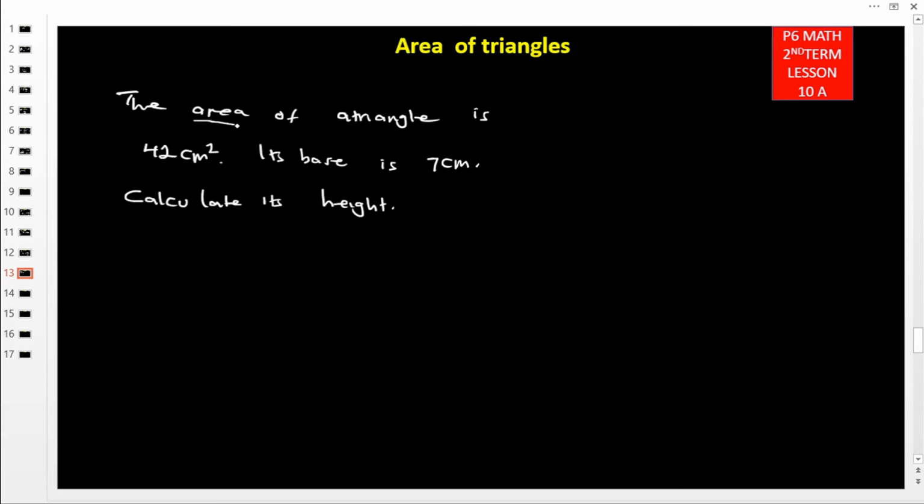Previously we've been finding the area, but here they are telling us to find one of the sides of a triangle when we are given the area. So we are going to use the formula. We can sketch the triangle, I can draw this right angled triangle like this. The area is 42 centimeters squared, its base is 7 centimeters, and the height, which I don't know, let it be x.